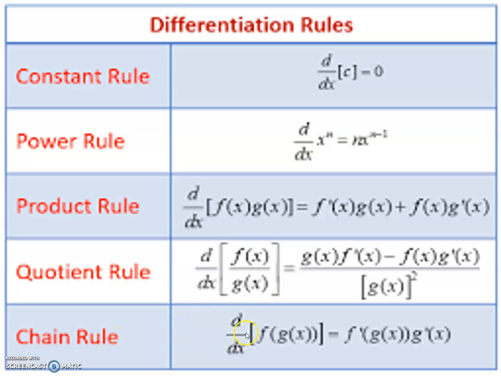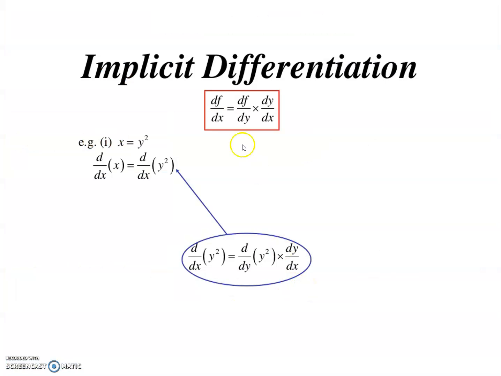Now chain rule is important. Derivative of f in bracket g of x is equal to f dash of g of x into derivative of g of x. That is, bracket derivative is important.